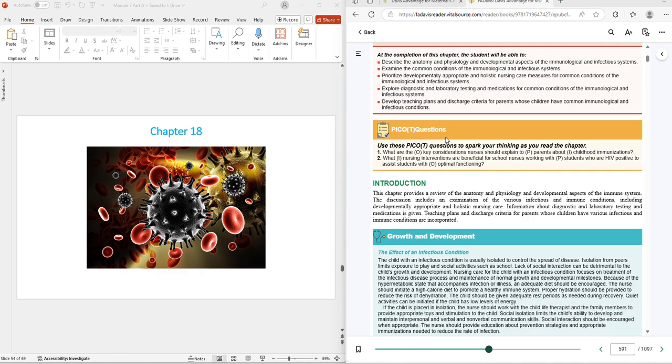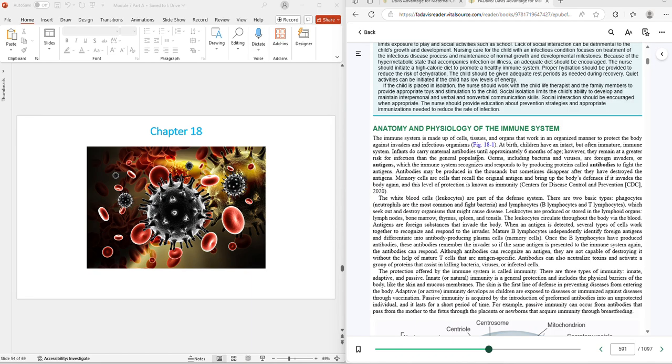So, moving on to 592, it talks about the anatomy, of course, of the immune system. If you remember, antigens are what? They're our foreign invaders, and then our antibodies are our fighters, okay? So antigens are our enemies, antibodies are our armies, okay? Just make sure you remember the difference in those.